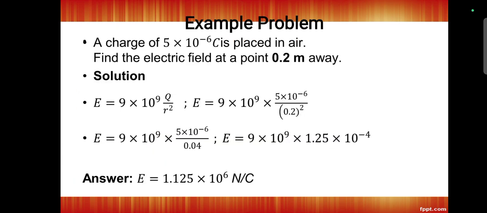So this is another example problem. Here the charge is given and E is asked. Substituting the k value and the charge value, E is equal to k into q divided by r square. Substituting these values, it is noted that E is equal to 1.125 into 10 power 6 newtons per coulomb.